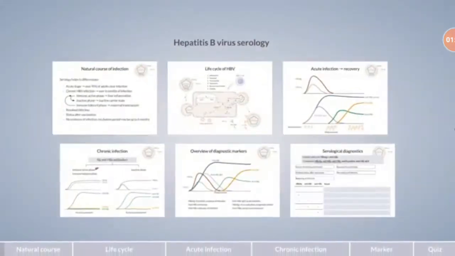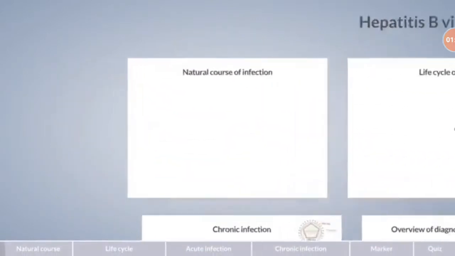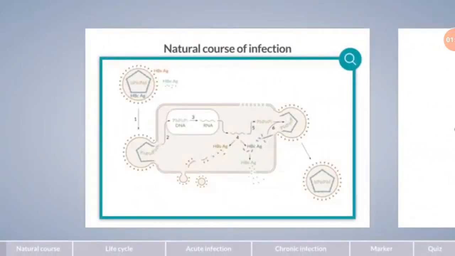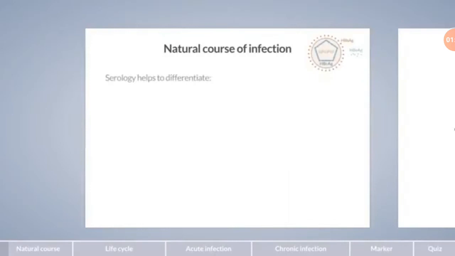Hepatitis B virus serology. Hepatitis B is a viral infection affecting the liver. The disease goes through different phases which can be diagnosed by serology. Let's start with an overview of the phases.